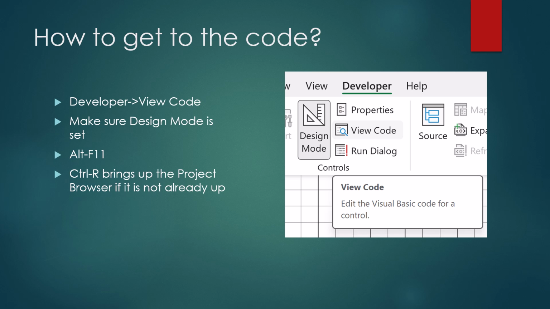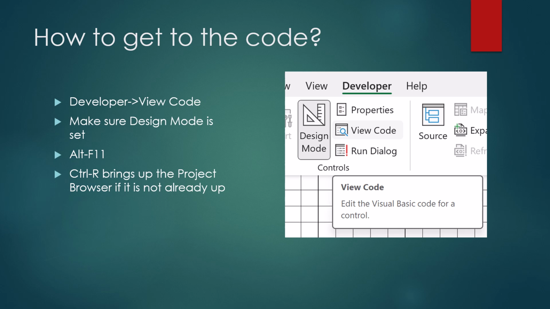To get to the code editing, you have to go to the Developer tab and then click View Code, or alternatively, you can press Alt F11 to bring up the code screen, and then you need to type Control R there to bring up the project browser if it's not already up. Now, how you get the Developer tab to show is something that I went over in the first part video. So if you don't have that, then you need to go back to the first video.